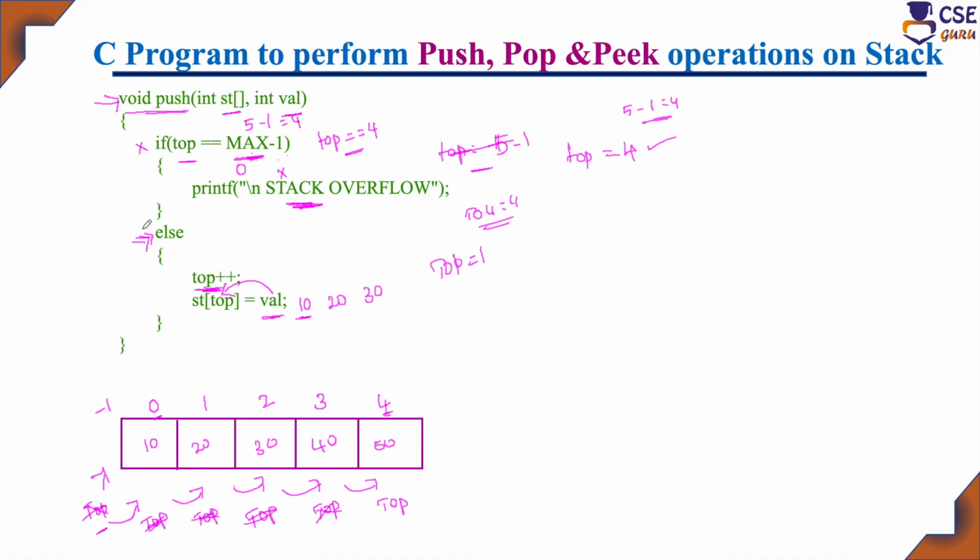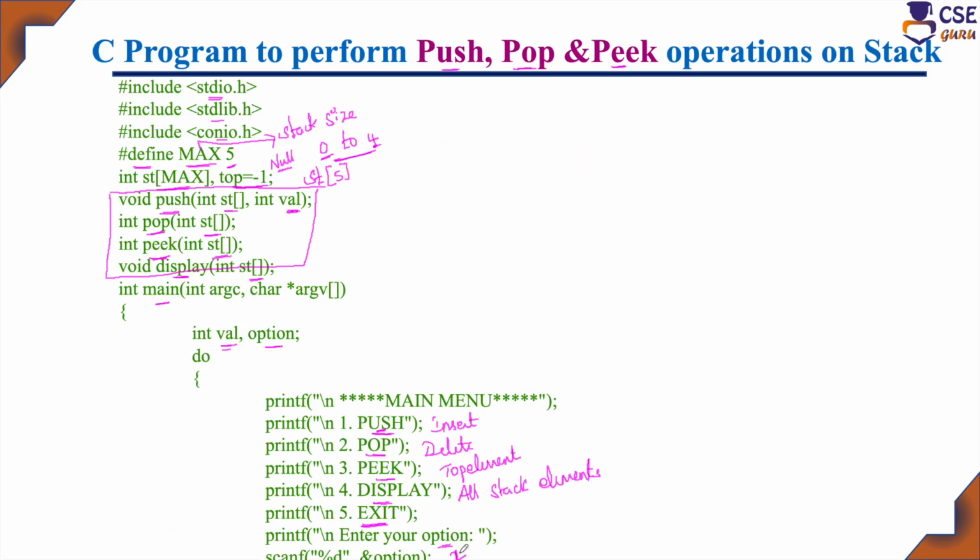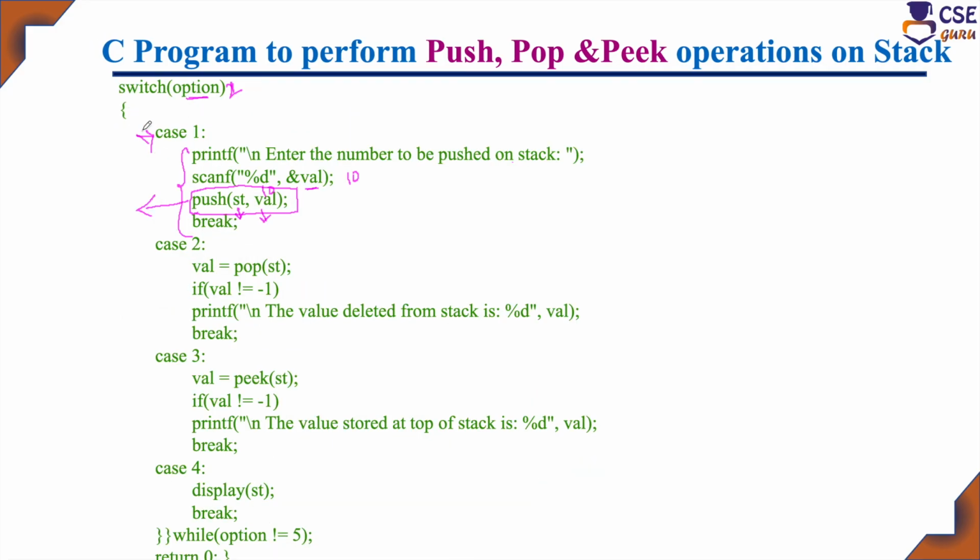It won't perform the actual insert operation when the stack is full. Suppose if space is there, this condition will fail and the else part will execute. Here you need to increment the top position and then place the value. Then if you enter option 2, it will skip case 1 and go to case 2, because the option is 2. And here, what is the value present in the top of the stack?